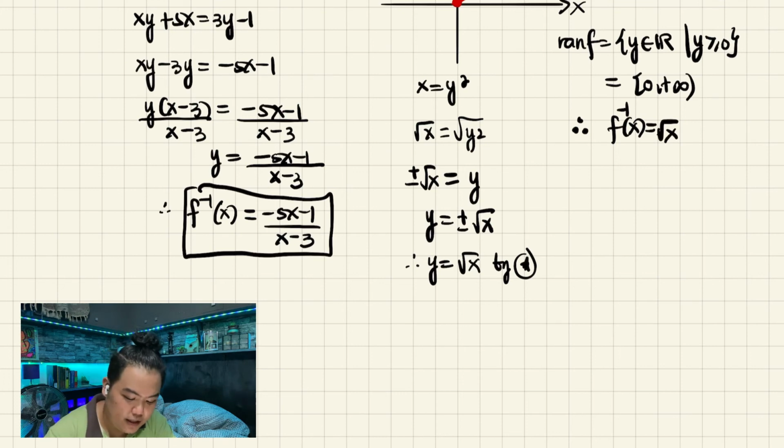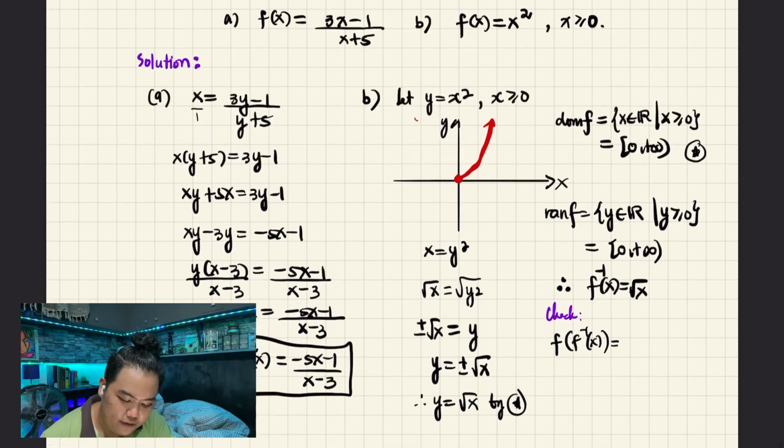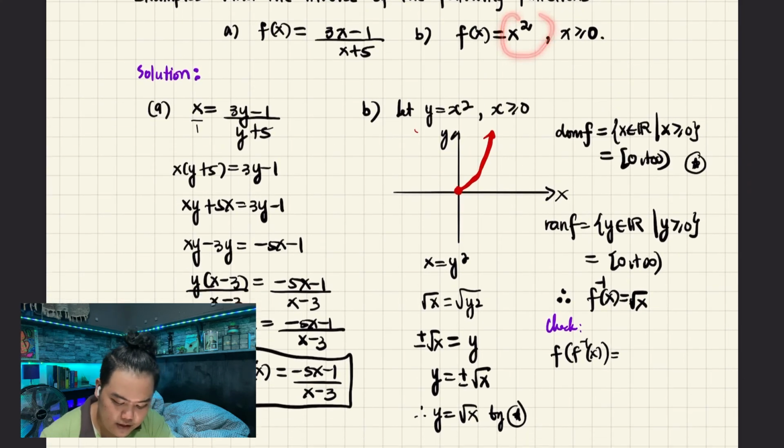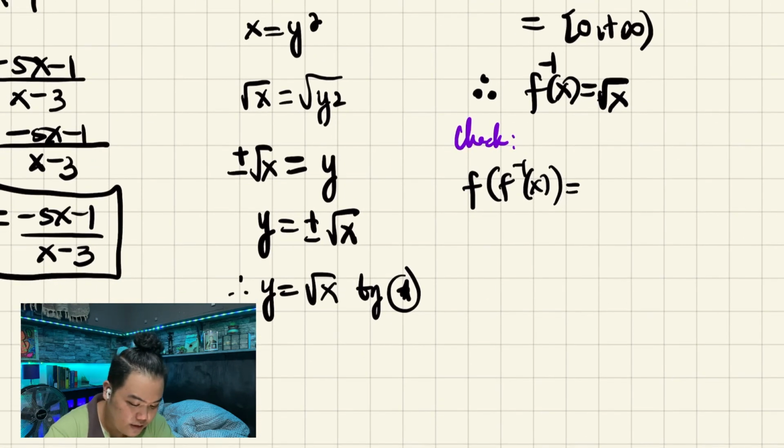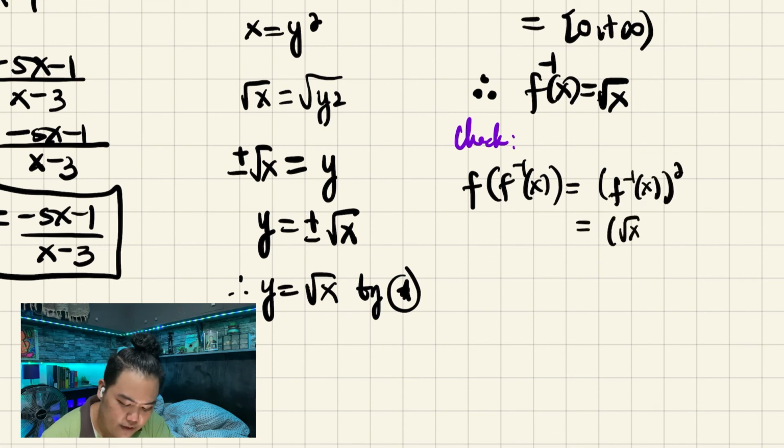And let us check our answer. So, ano ang f ng f inverse of x? This is, ano ba yung f of x natin? X square. So, isa-square mo raw yung inverse. Square natin si inverse. Ayan. What is f of f inverse of x? It is the square root of x squared, which is x. What is f inverse of f of x?